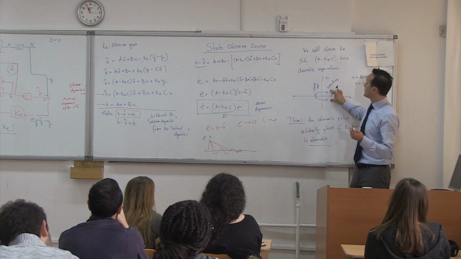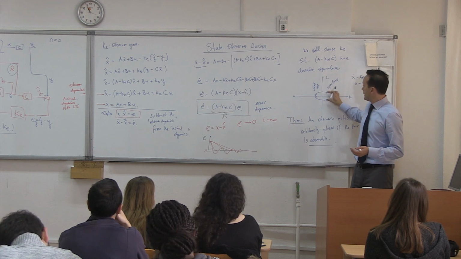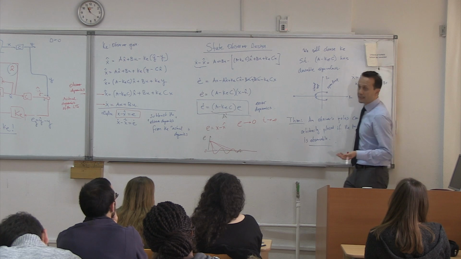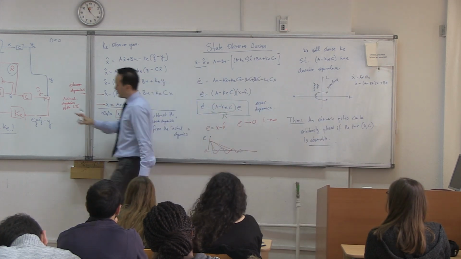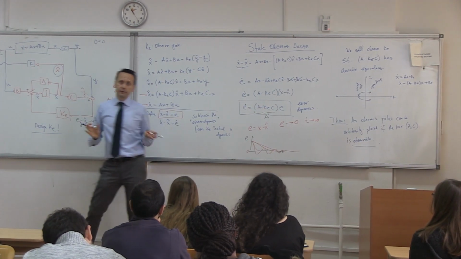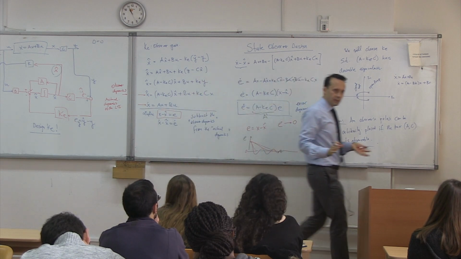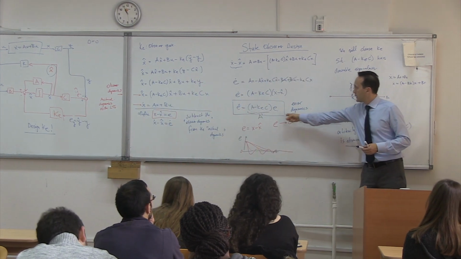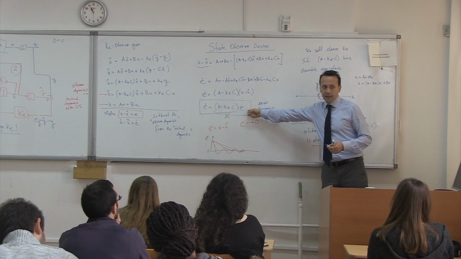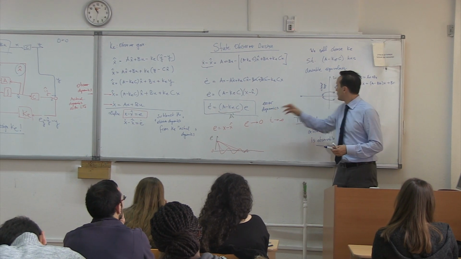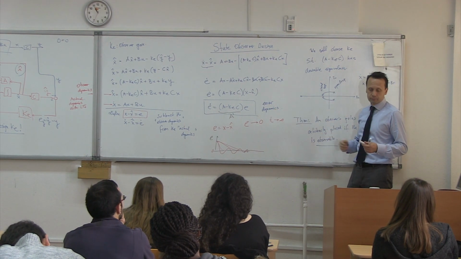So this is nice. The system was unstable. Now the system is stable with my feedback gain, this one here. It's quite nice. Now everything is good. The question is, where should I put the eigenvalues of the error dynamics in this picture?